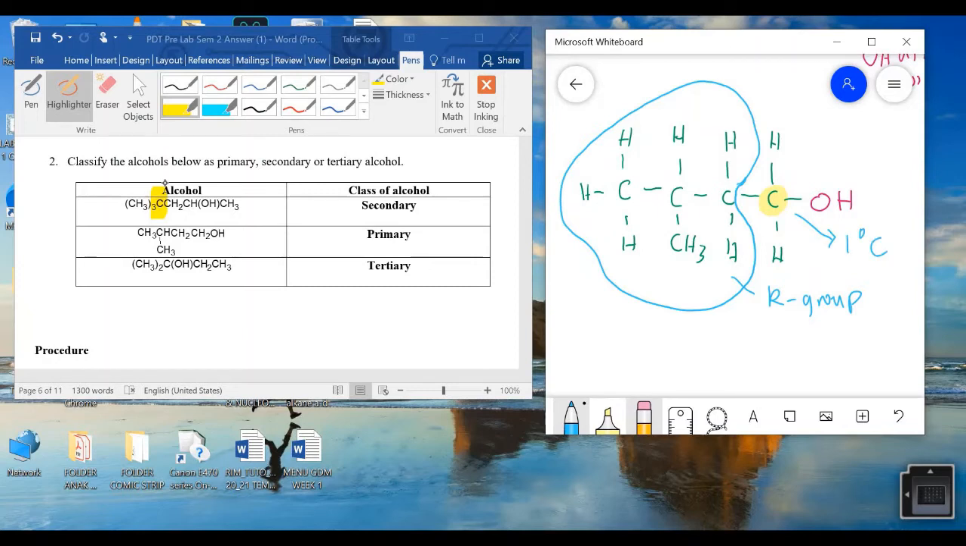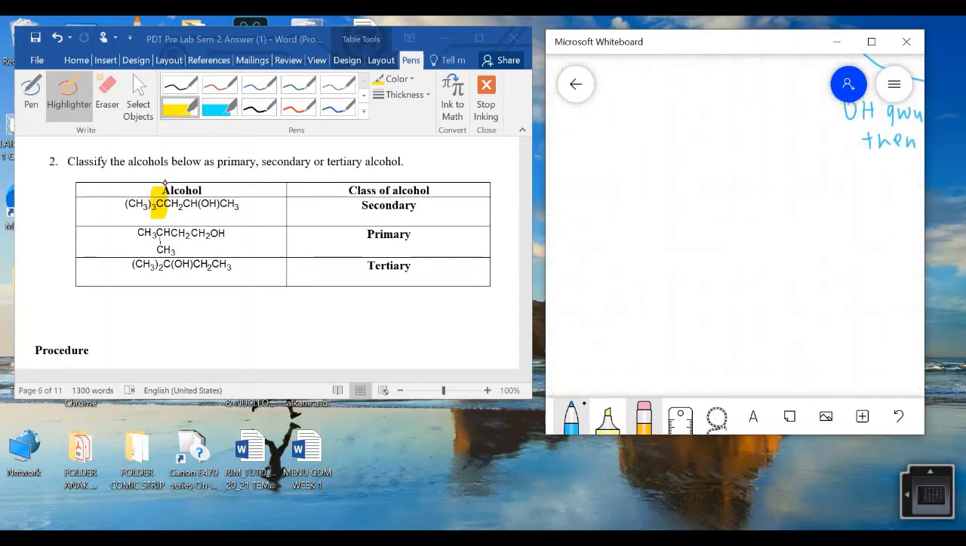So primary carbon, OH group attached to primary C, then class of alcohol is primary alcohol. Alright. So kita tengok contoh yang tertiary pula. So let's see untuk contoh yang tertiary.